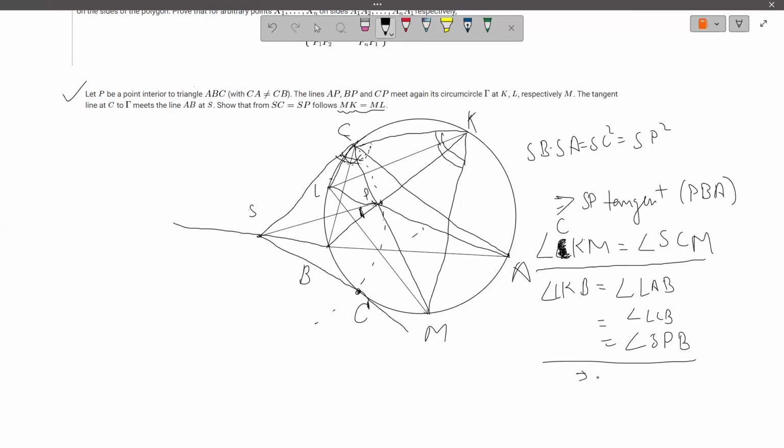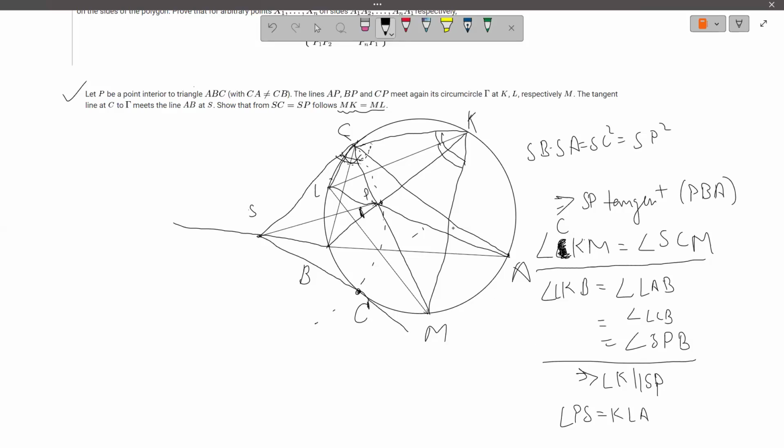SP parallel to LK, that's good. LK parallel SP. Interesting. Okay, then also angle LPS is equal to angle KLP or KLA, whatever you want to use.